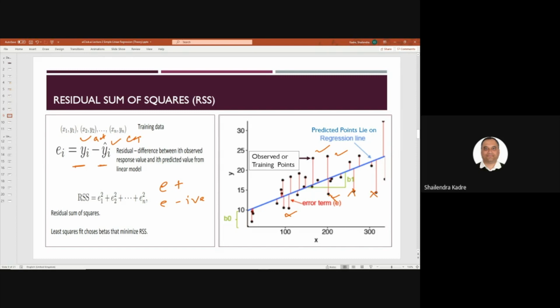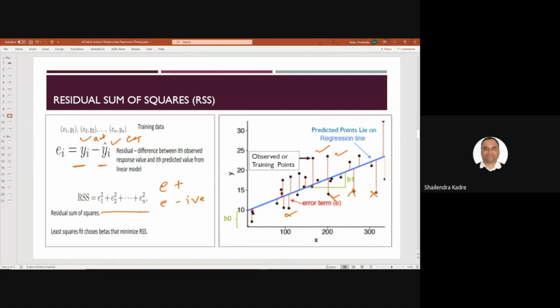So if we don't square it, then positive and negative will cancel off, right? But still both are errors. Positive error is also error and negative error is also error. We want both positive and negative errors to be as close to 0 as possible. So we want only the magnitude, we don't want the sign. So what do we do? We square them.